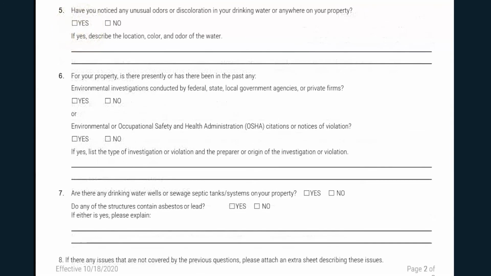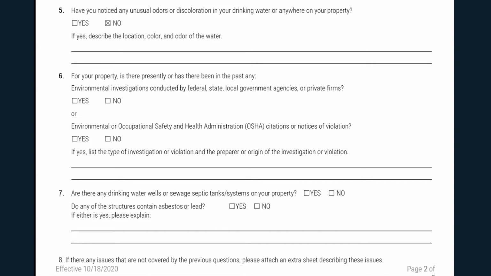Number 5 asks, have you noticed any unusual odors or discoloration in your drinking water or anywhere on your property? Unusual odors or colors of drinking water or water in other areas of the property may indicate hazardous materials, and applicants should identify all odors or discoloration present in the water on the property. Robert checked no on this number. Even though there was petroleum on the property in the past, his drinking water tastes and smells fine, and he's never noticed any odors or discoloration of the pond on his property.